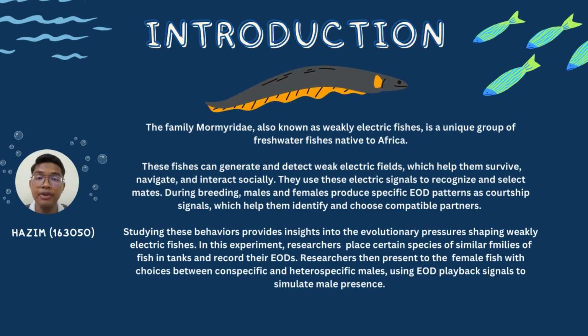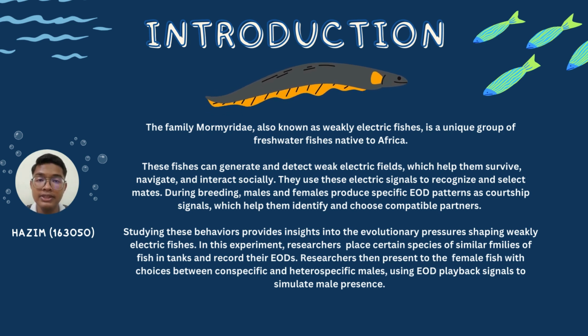EODs are crucial for their behaviors, especially during sexual reproduction. They use these electric signals to recognize and select mates. During breeding, males and females produce specific EOD patterns as courtship signals, which help them identify and choose compatible partners. Studying these behaviors provides insights into the evolutionary pressures shaping weakly electric fishes.